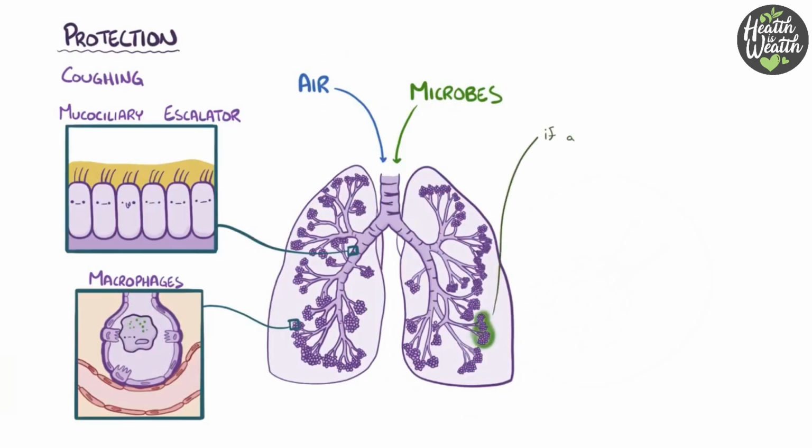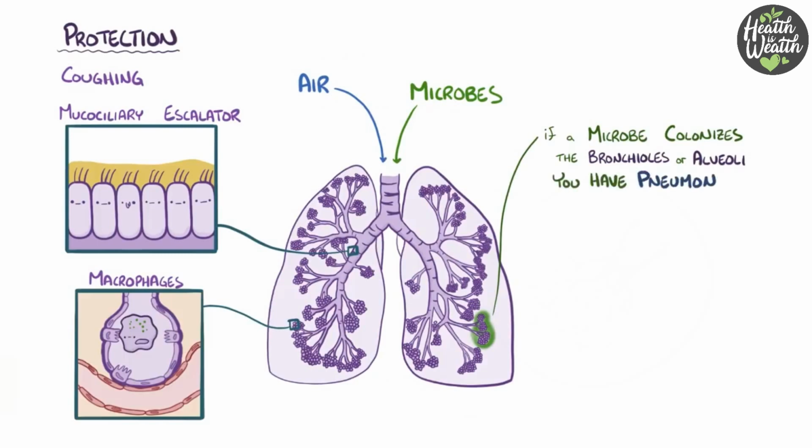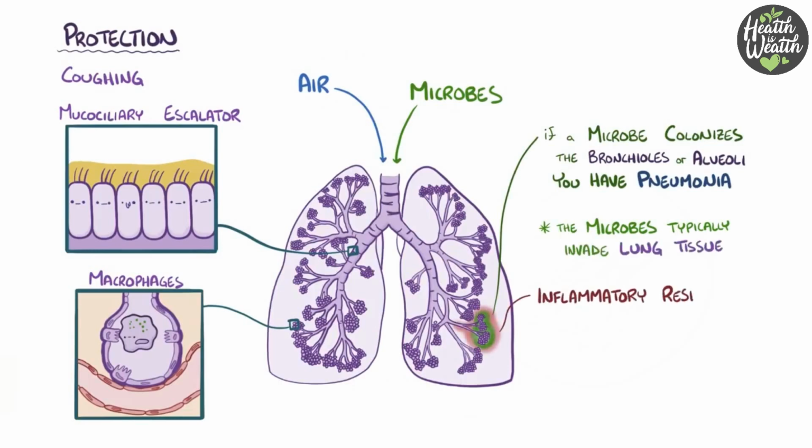But sometimes a particularly nasty microbe might succeed in colonizing the bronchioles or alveoli, and when that happens, you've got pneumonia. Those microbes typically multiply and cross over from the airways into the lung tissue, creating an inflammatory response. The tissue quickly fills with white blood cells as well as proteins, fluid and even red blood cells if a nearby capillary gets damaged in the process.